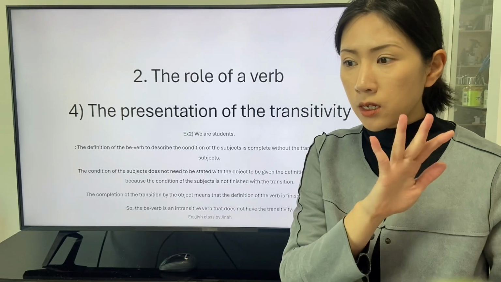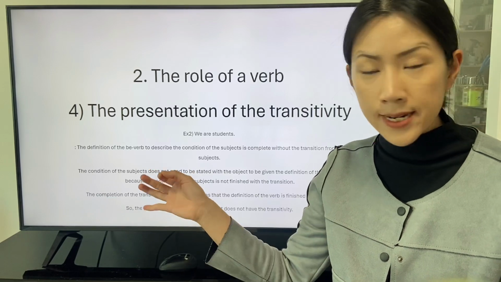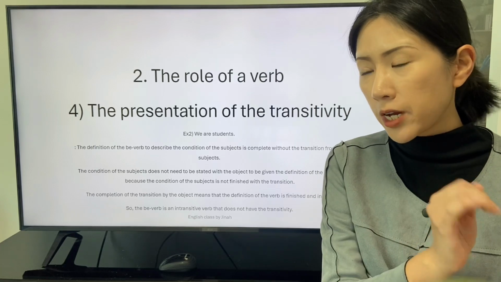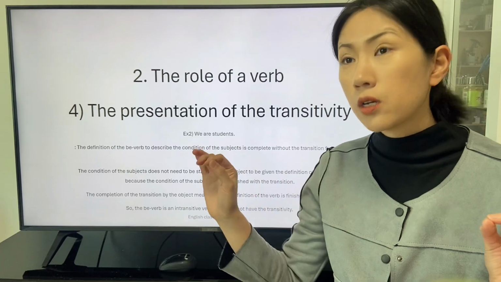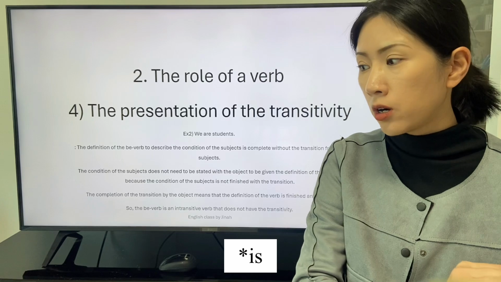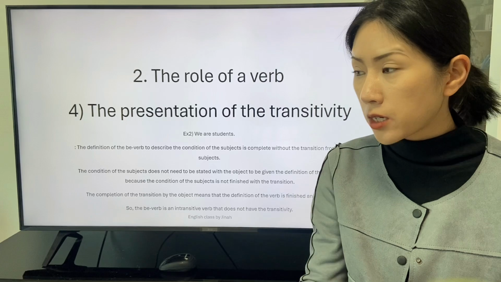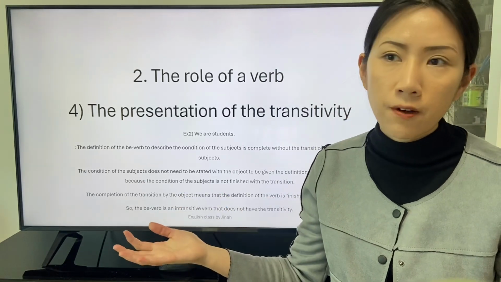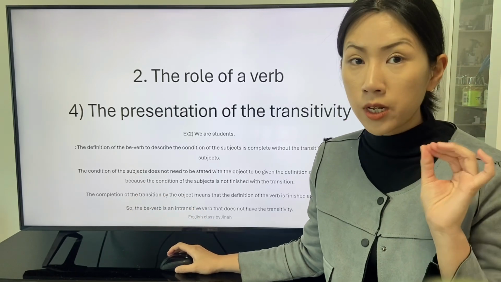The fact that the condition of the subject transited to an object is that the condition of the subject is finished by the object, but the condition of the subject remains valid without the transition of an object. So the be-verb is an intransitive verb.